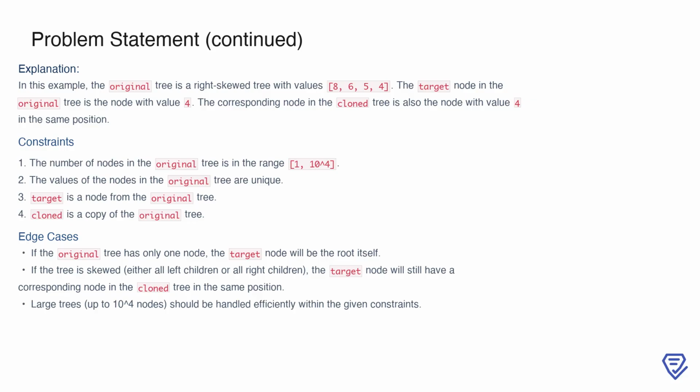Some constraints to keep in mind are that the original tree can have up to 10,000 nodes, all node values are unique, and the target node will always exist in the original tree. Additionally, edge cases include trees with just one node, where the root is the target, and skewed trees, where the target node corresponds to a node deeper within the structure.